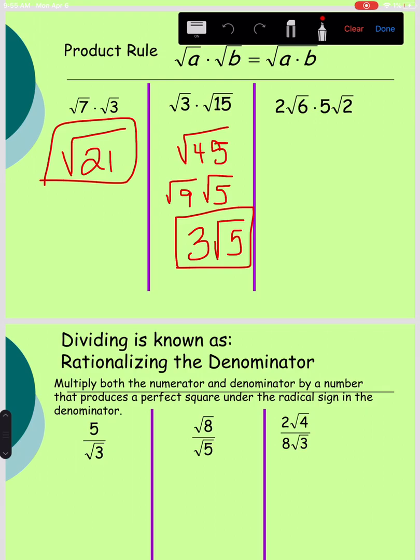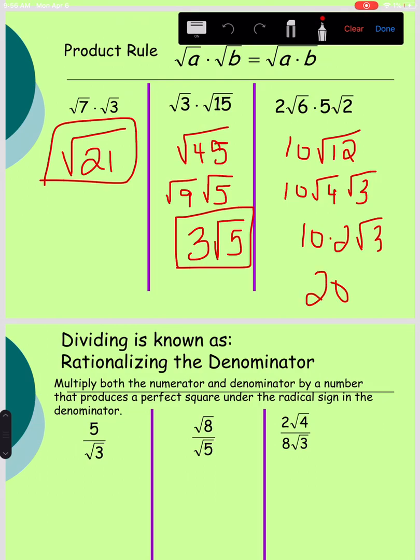All right, next one, 2 radical 6 times 5 radical 2. These have numbers on the outsides of the radical, so those will be multiplied. So 2 times 5 gives me 10. And then the square root of 6 times the square root of 2 is the square root of 12. So I have 10 radical 12. Well, now I need to look and see, are there any perfect squares that go into 12? So 4 times 3. So 10 times the square root of 4 times the square root of 3. So 10 times 2 times the square root of 3, which is 20 radical 3.